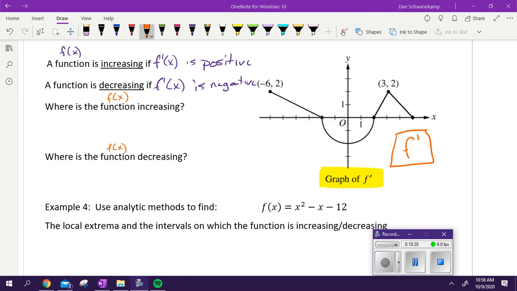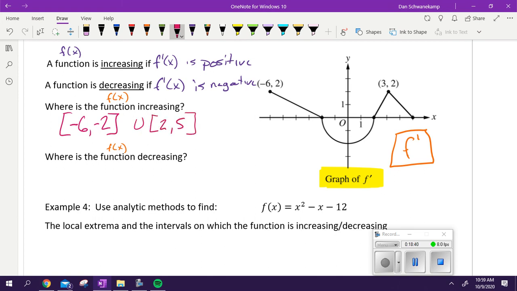Confident in where they think the function f of x is increasing. Fatimata, what do you think? Wonderful. -6 to -2 and 2 to 5. Anytime we talk about the first derivative, we're going to use brackets. Okay? Why, Fatimata, did you pick -6 to -2 and from 2 to 5?